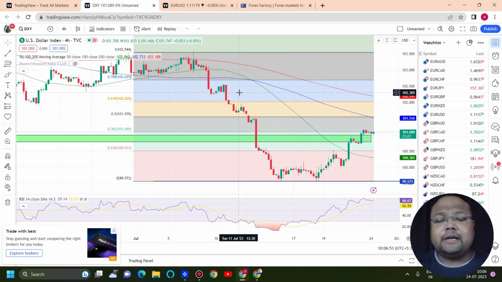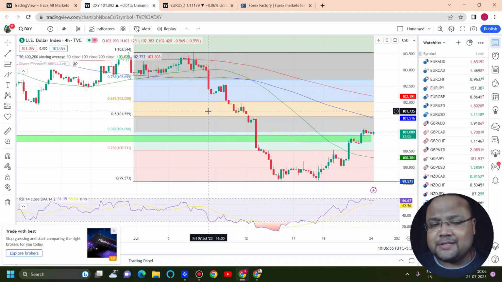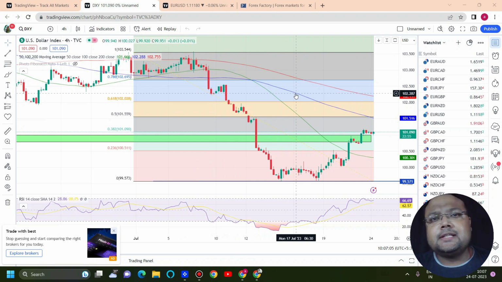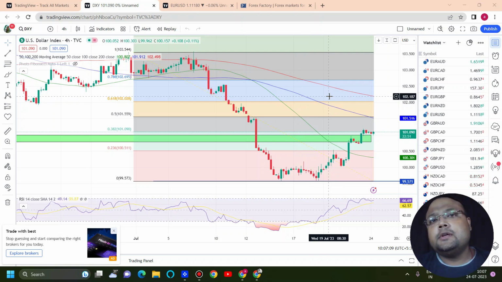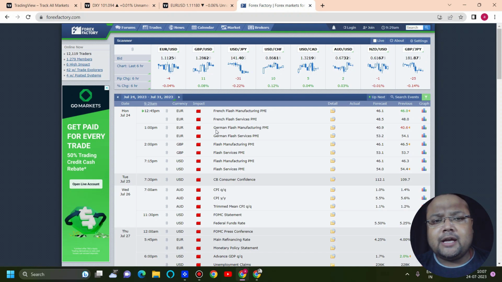So first of all, DXY, the US dollar index. The dollar index is still standing at the FIBO 38.2% retracement level and still showing signs of further upside. And today we have news coming up, my dear friends. So yes, you need to be careful during the news because PMI may not be a very big event like NFP or CPI, but still there will be some volatility.